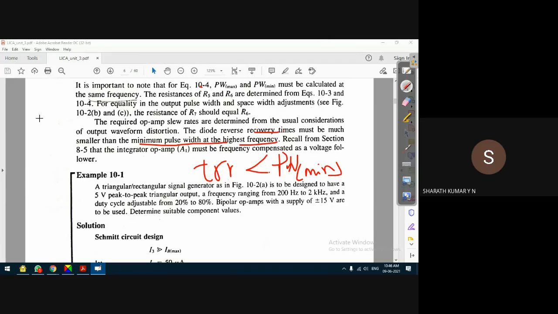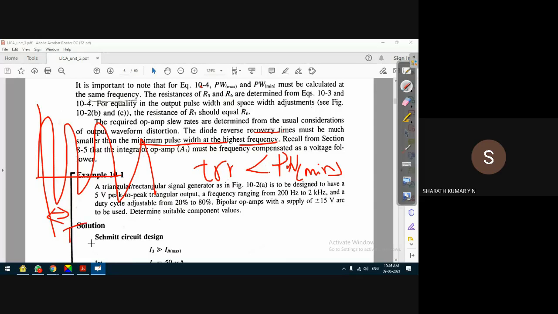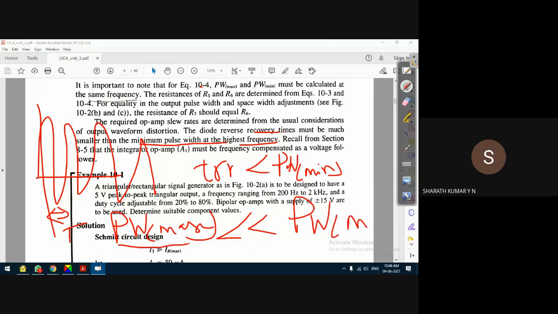Guess what is the meaning of highest frequency? When the frequency is very high, time period is very, very small. When time period is smaller, pulse width is also smaller. So even the maximum pulse width at the highest frequency is much smaller than the maximum pulse width at the lowest frequency. That makes sense, correct? So maximum pulse width at the lowest frequency, and this is at the highest frequency possible.